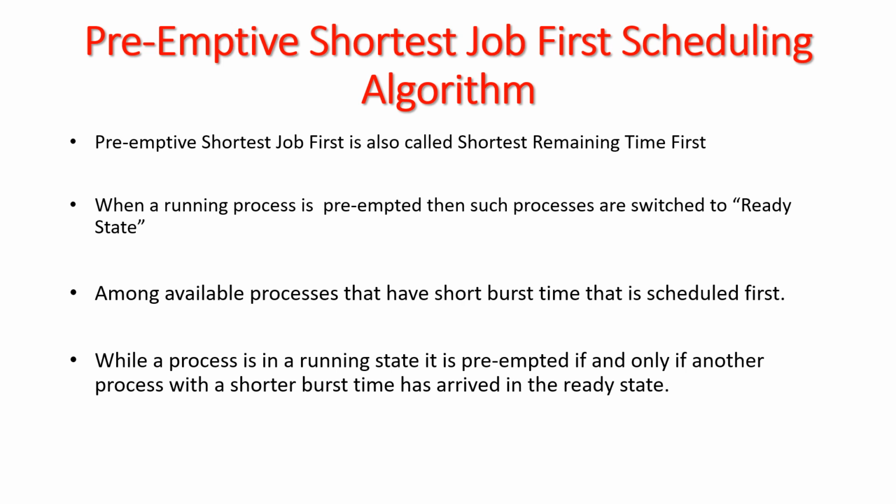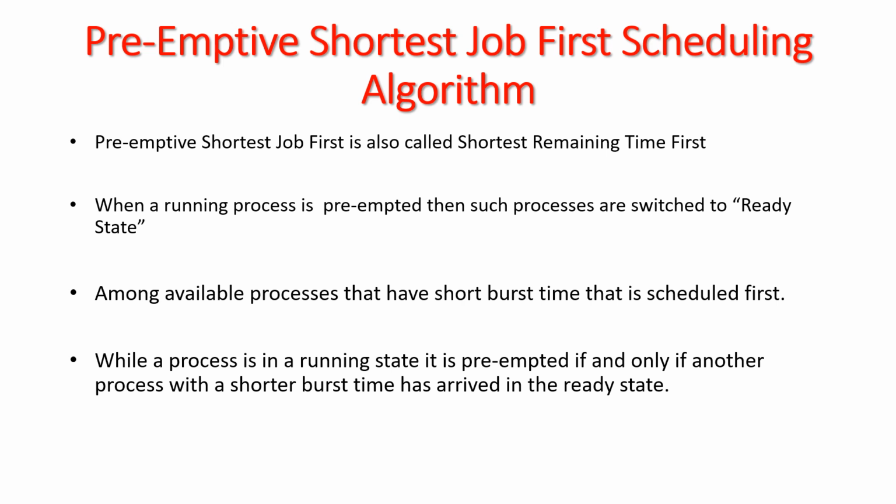In this video lecture, I am going to discuss the preemptive shortest job first scheduling algorithm, which is also called the shortest remaining time first CPU scheduling algorithm. When a running process is preempted, such processes are switched to the ready state. It means that when a process which is executing in the CPU is terminated or preempted, that is forcibly terminated, then that process is kept in the ready state or in the ready queue.